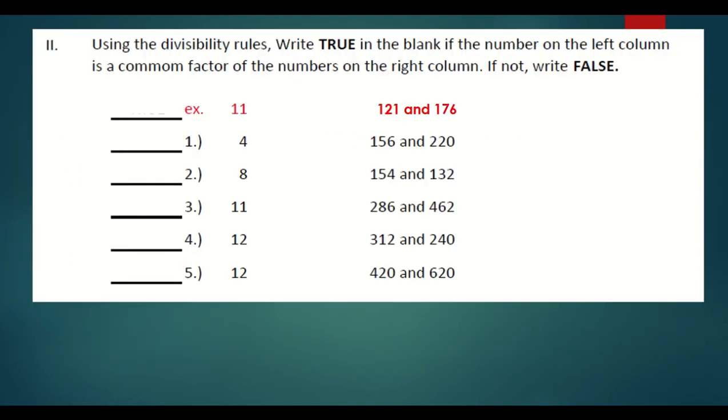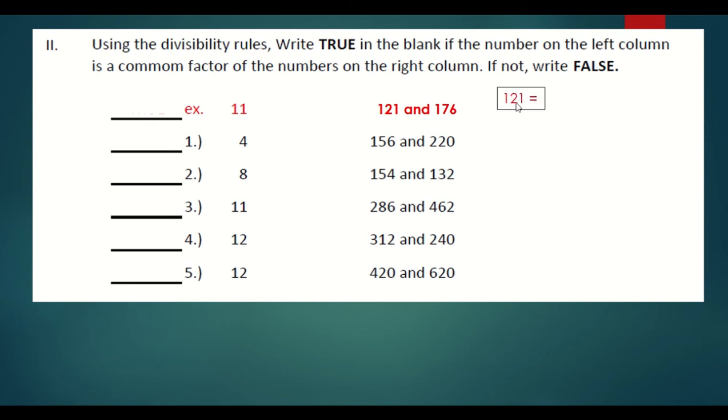With Roman number 2, using the divisibility rules, write true in the blank if the number on the left column is a common factor of the numbers on the right. If not, write false. So let's have an example. Is 11 a common factor of 121 and 176? So let's see.